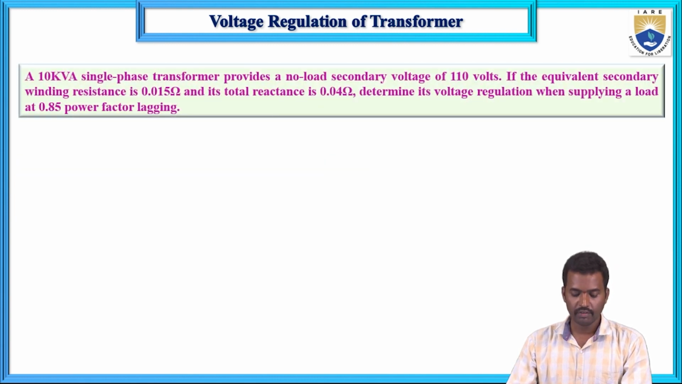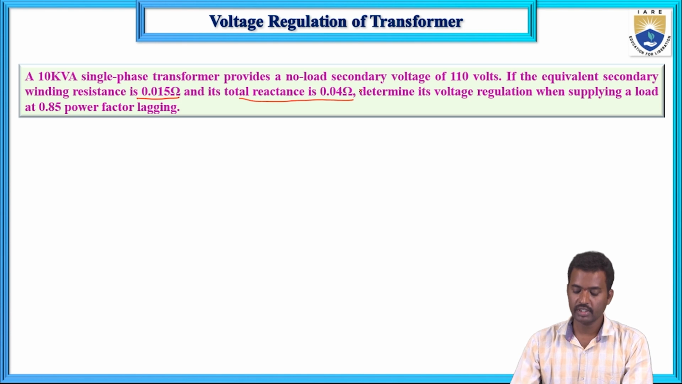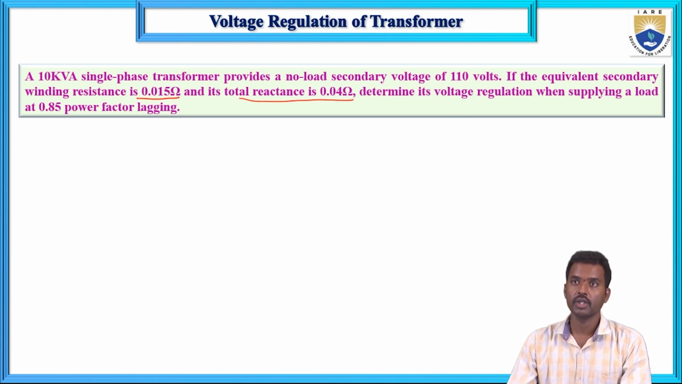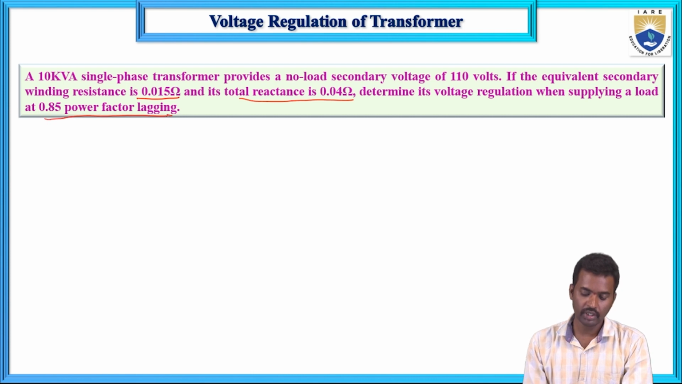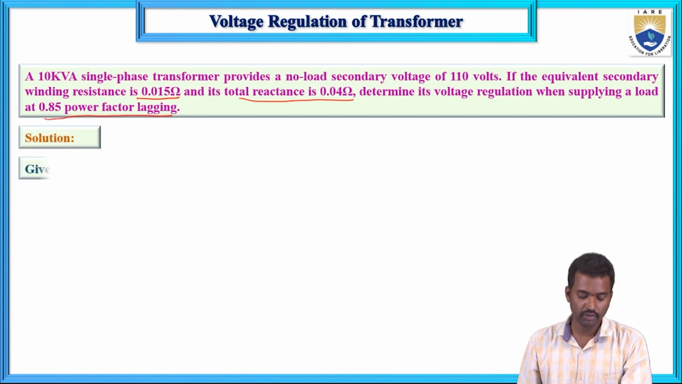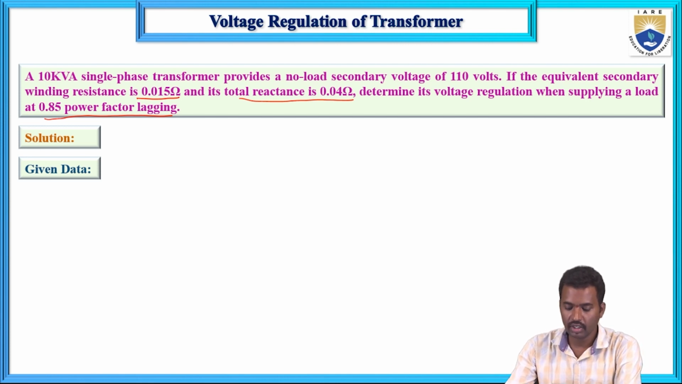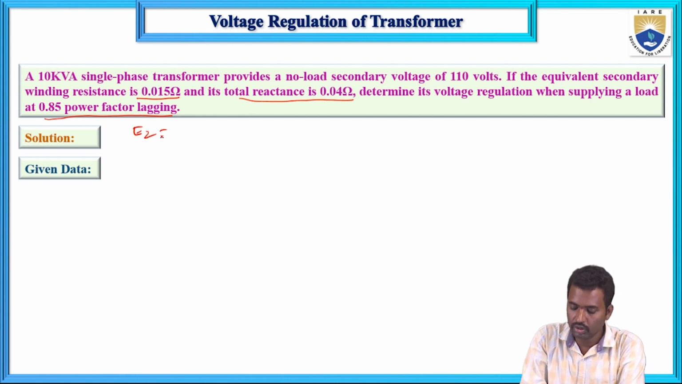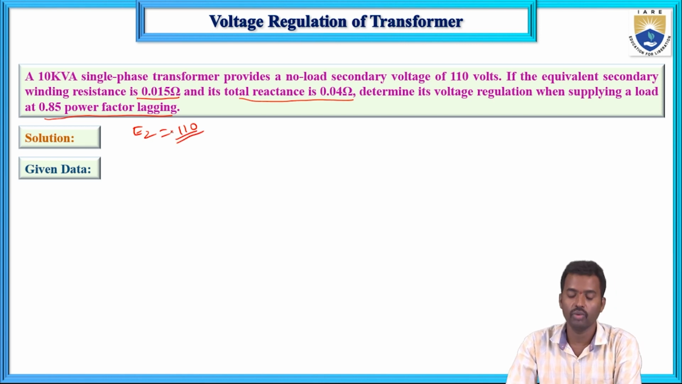Now here, next problem. A 10 kVA single phase transformer provides a no load secondary voltage of 110 volts. The equivalent secondary winding resistance is 0.015 ohms and its total reactance is 0.04 ohms. Determine its voltage regulation when supplying a load at 0.85 power factor lag. So first, the solution for this one, given data first. What is the given data here? No load, E2 equals 110.